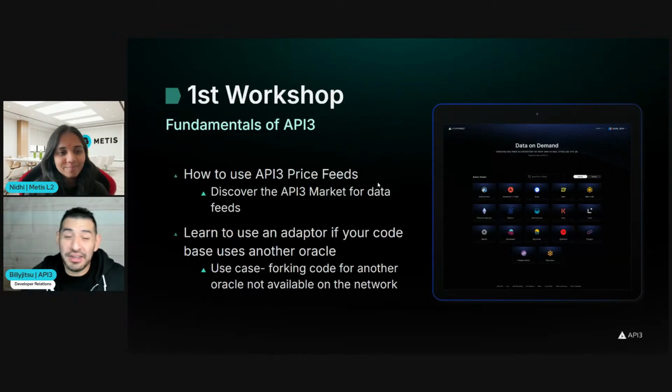To recap for anybody watching this series later or on YouTube, our first workshop with Metis is the fundamentals of API3: how to use API3 price feeds in your smart contract, how to use the marketplace, and how to use an adapter if you're forking code that was using another oracle. There is a small update as well. We actually support the aggregator v3 interface right out of the box. So if you are pulling decimals or something that requires some kind of data, it should just work right out of the box. Either that or you could also use the adapter. That's a cool update: we listened to the devs, we listened to the dApps, and we modified what we needed to get things working, making it easier.